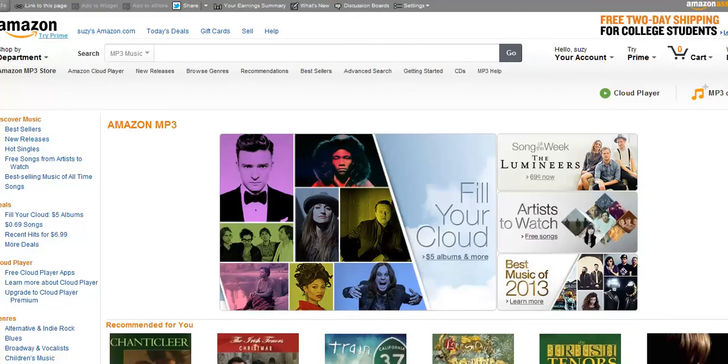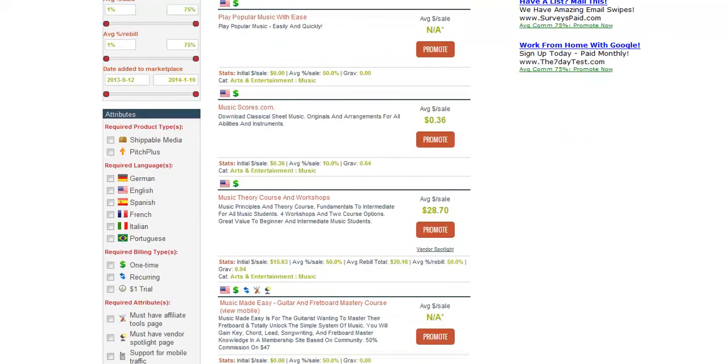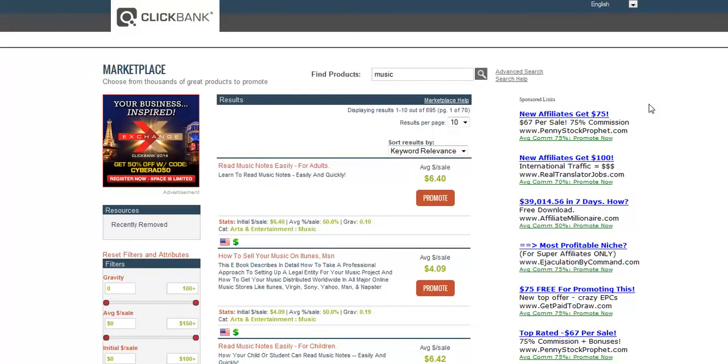And I would look at ClickBank. I looked over at ClickBank and typed in music in the marketplace. I didn't really find anything that amazed me, but I would definitely figure that out.